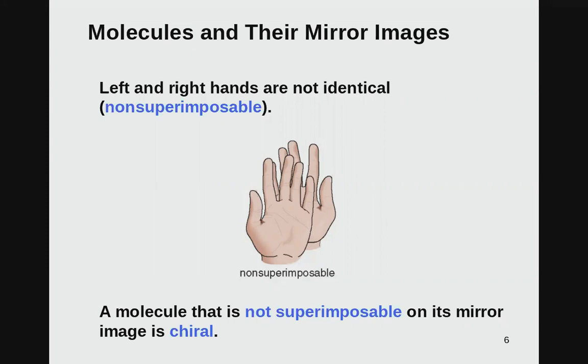So a molecule that is not superimposable on its mirror image is what we call chiral, C-H-I-R-A-L.